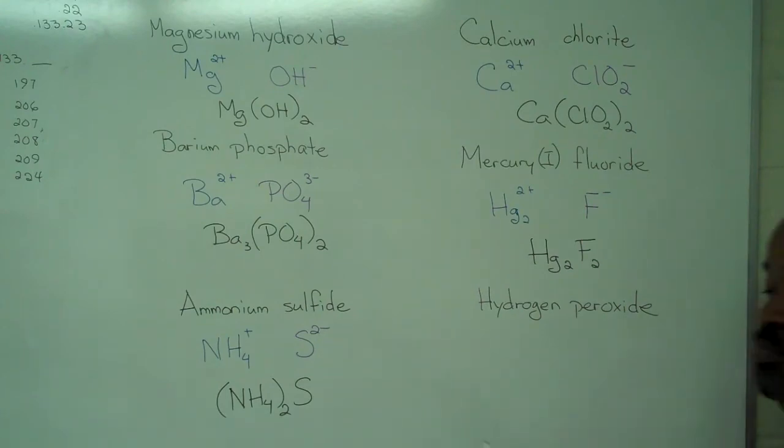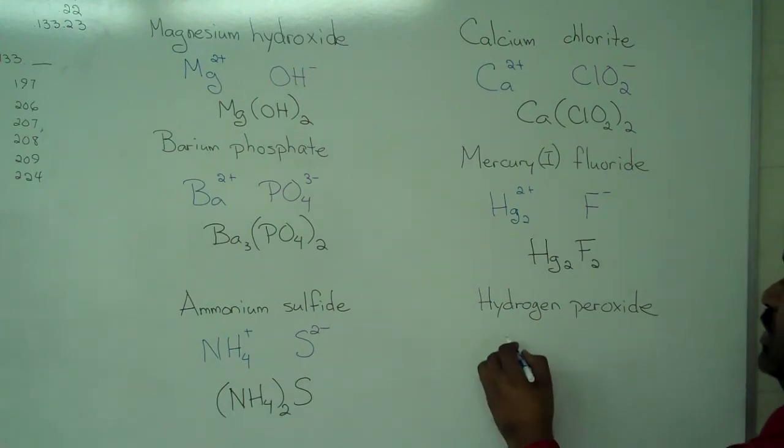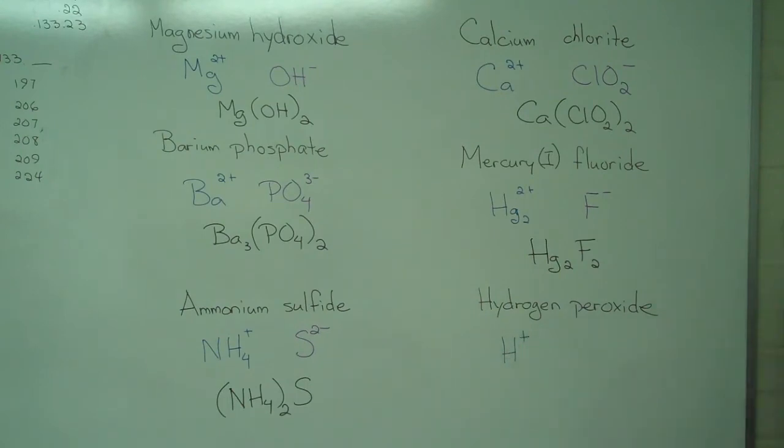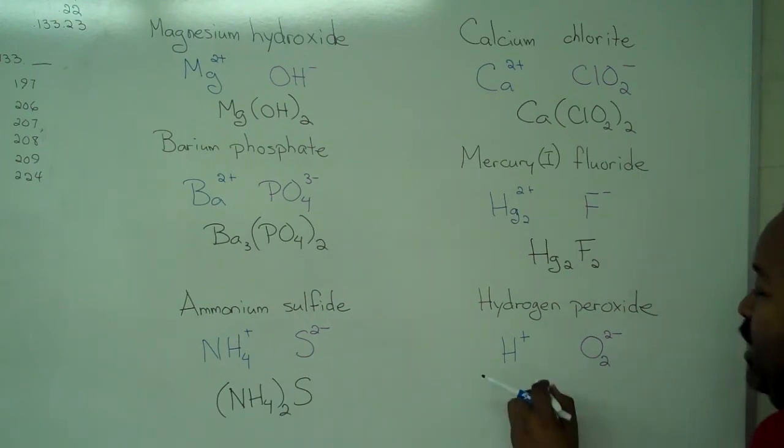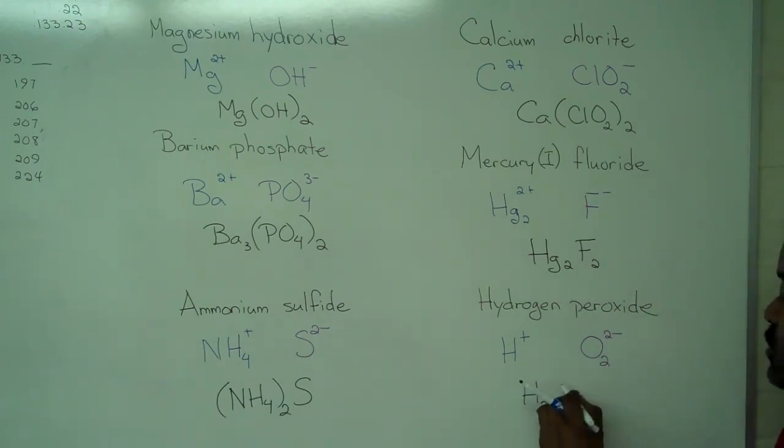And finally, hydrogen peroxide. Because hydrogen comes first and keeps its name, it is the positive ion. Peroxide is the negative ion, and it has the formula O2, 2-. And so having a neutral compound requires 2 copies of the hydrogen ion, so H2O2.